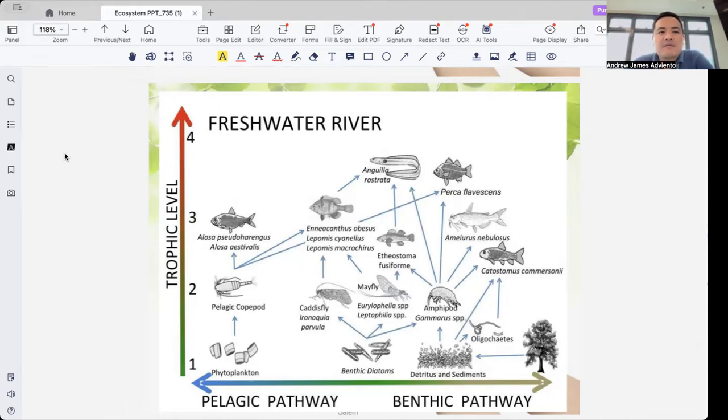This graph, as you can see on the screen, shows that energy transfer happens in two directions: horizontally, across pathways, and vertically, up through trophic levels. Together, they illustrate the complex interconnection of surface and bottom food webs in an aquatic ecosystem.